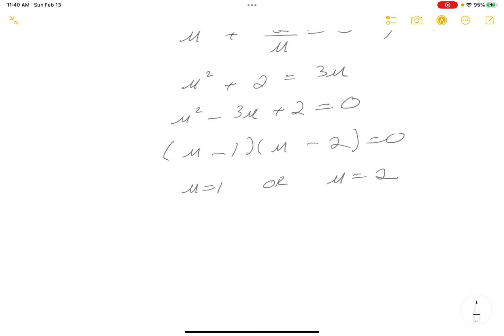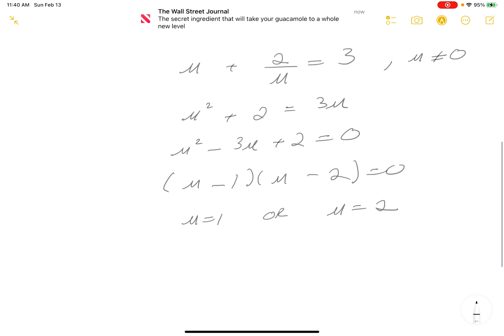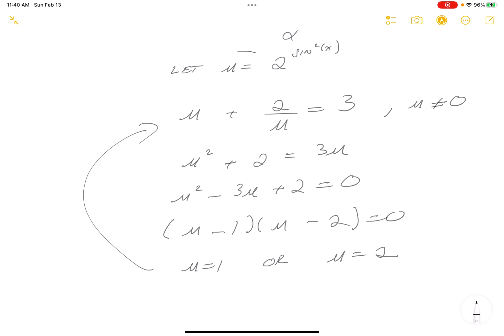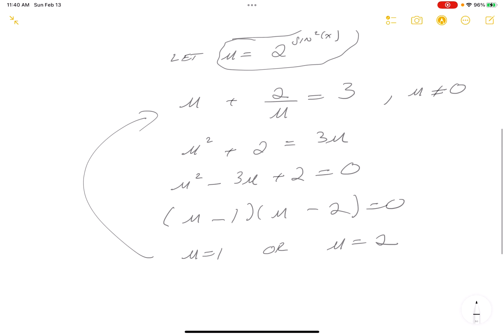Now, by the way, if I was solving for u, I'm done. I could check it. It kind of works out nicely. For example, if you plug in 1 over here, you get 1 plus 2, which is 3. If you plug in 2, you get 2 plus 1 equals 3. That worked out nicely. But I want to point out, this is my trouble over here now. All right? So what do I get over there? I'll write this down for you. Either u is equal to 2 to the sine squared x equals 1, or u is 2 to the sine squared x is equal to 2.